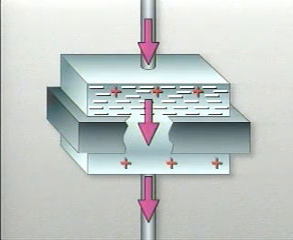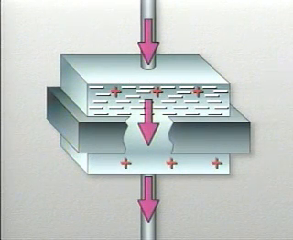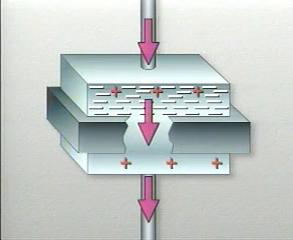If that happens, current could flow through the capacitor from one plate to the other. In most cases, current flowing through a capacitor will destroy the capacitor. Now try a question to be sure you have an understanding of capacitance.